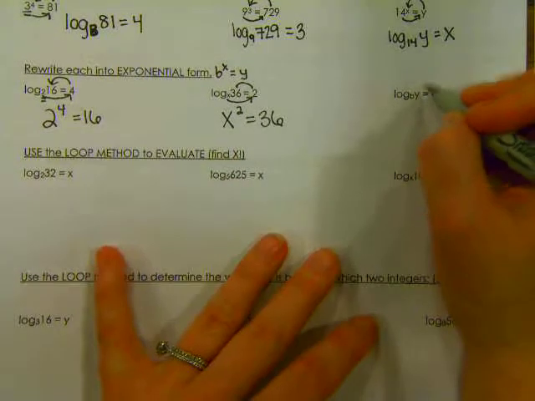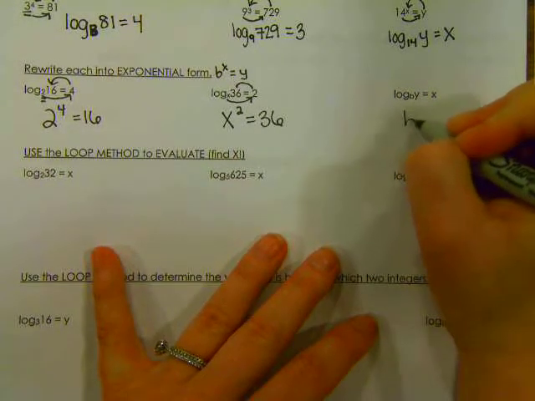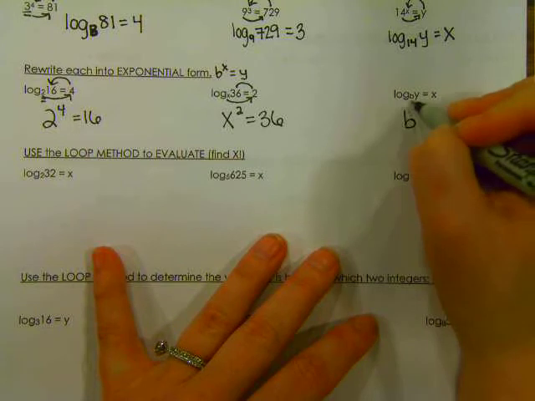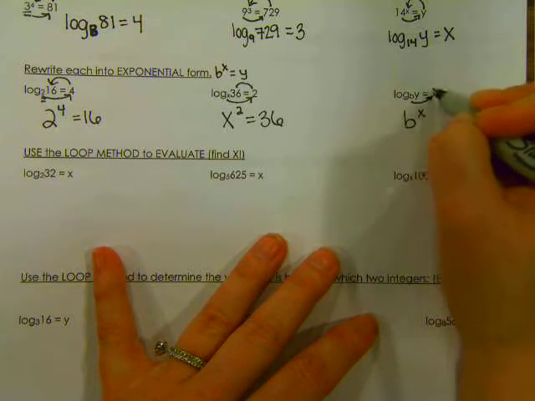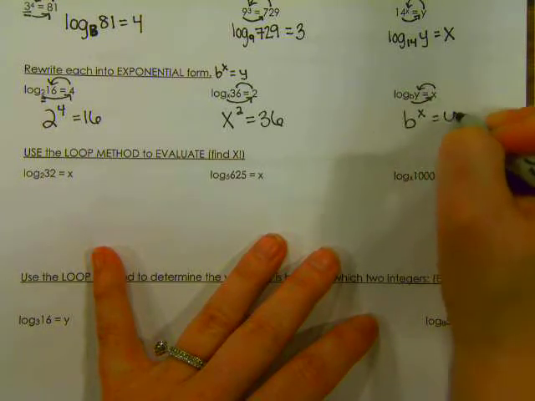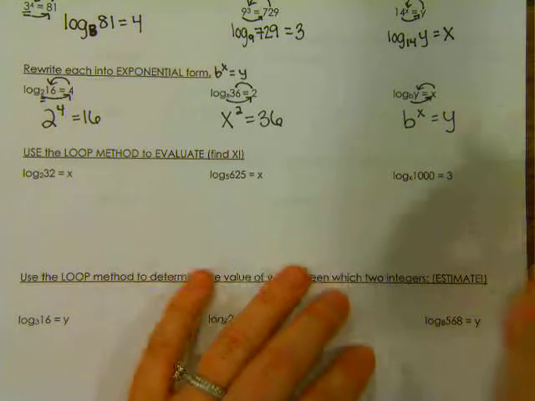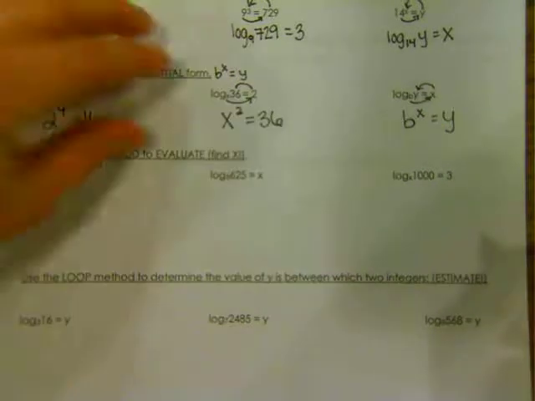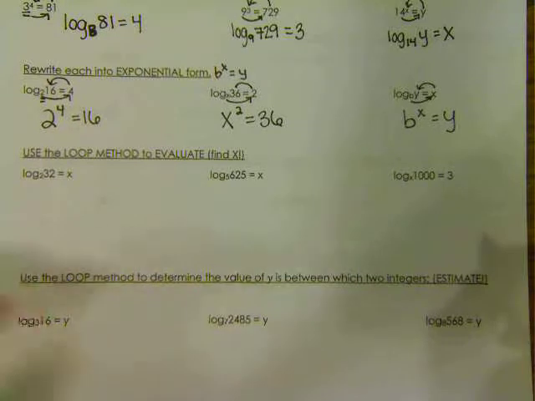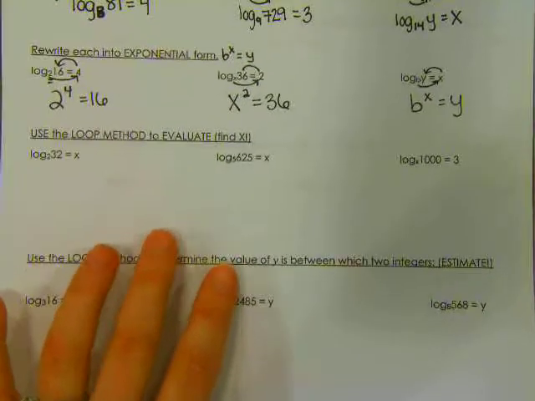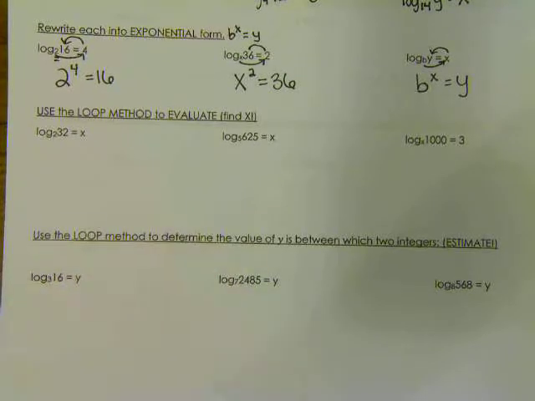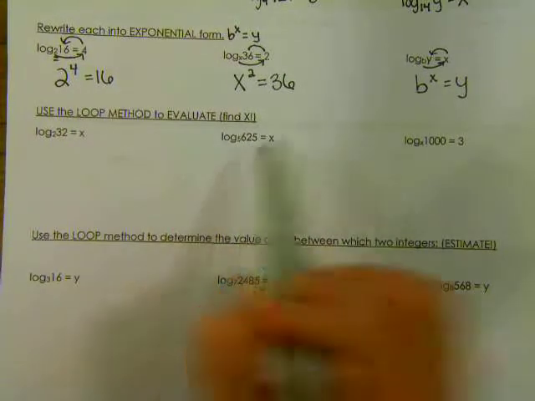Here, we can do this one. The base is b, loop around to the x power equals y. So essentially for these two, we weren't really solving anything yet. We were just rewriting from one form to the other. Now, this is our solving piece, okay?